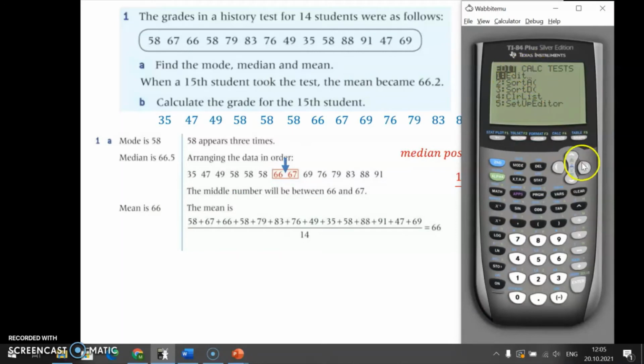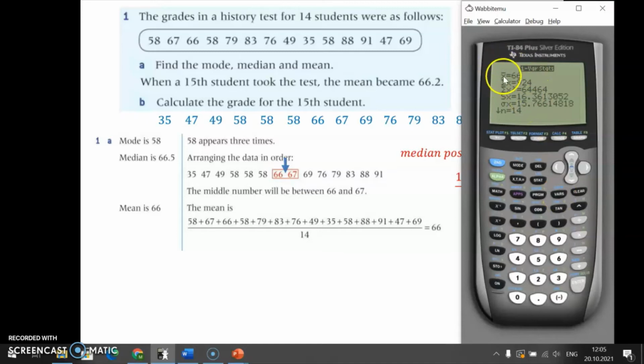To get to Calc, we have to use the arrow. I'm at Calc. And now I want one variable statistics. That means basically univariate statistics. Enter. All right. It's asking where we are taking that data from. We only entered data in one list, which was list 1, so that part's okay. We don't have a frequency list. We'll talk about that later. And calculate. Enter. All right, it calculated things for us.